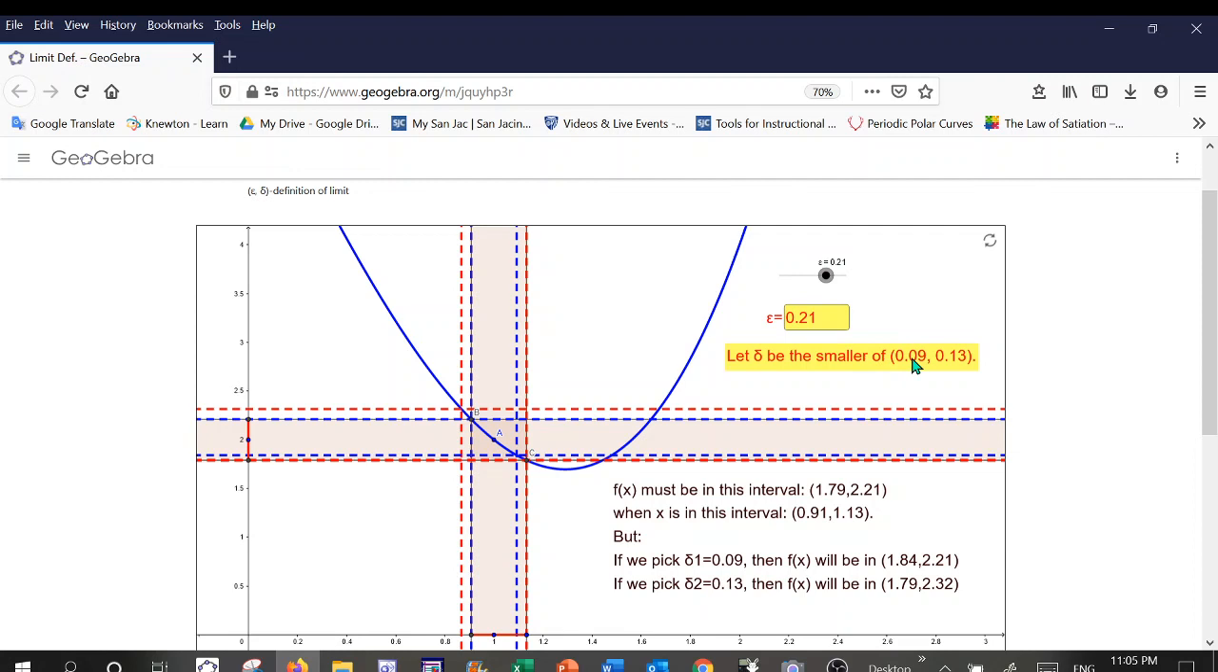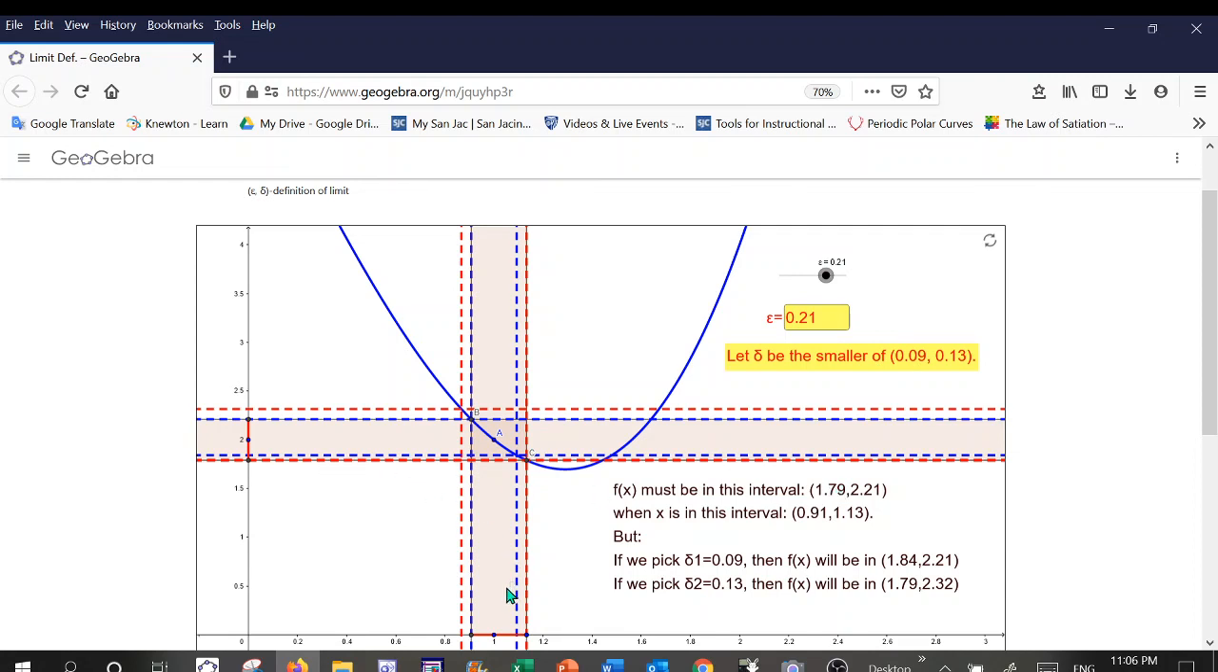If I pick delta to be 0.09, what happens? Well, if I pick it to be 0.09, my interval on the y-axis is going to be right here. So if I pick 0.09, my interval would be 1.84, 2.21. Now remember, L minus epsilon and L plus epsilon is this interval here. So my y values have to be here for this thing to work, right?